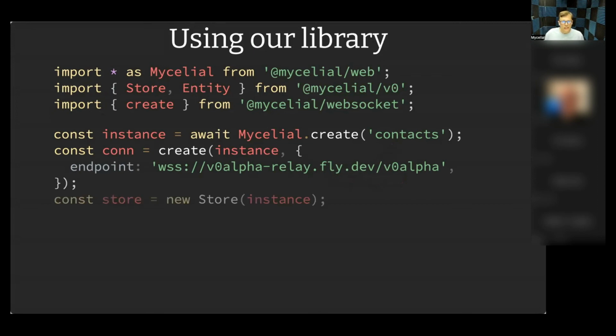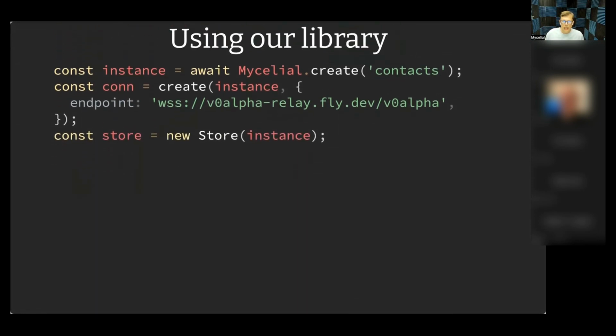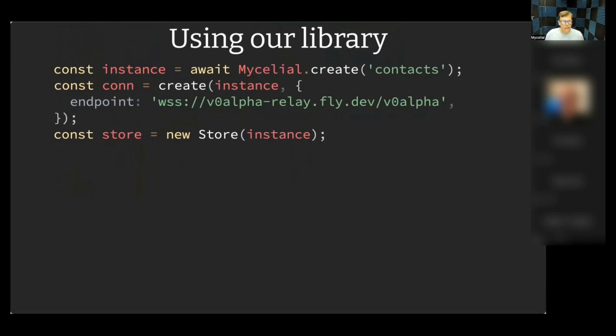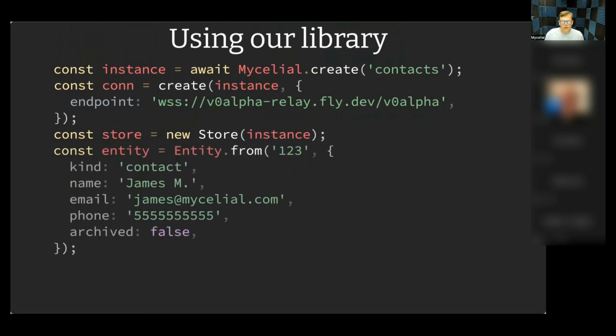Next, you'll create a store by instantiating the store class and passing in the instance. Then to add data to the store, you'll first create an entity by calling entity from, then you'll pass in a unique entity identifier for this entity, and then an object literal that represents whatever the entity is. So in this example, you see a contact. Then after you've created an entity, you'll call the store's add method and pass in the entity, at which point you've stored the contact as a CRDT, and the contact will get replicated to other computers as appropriate.